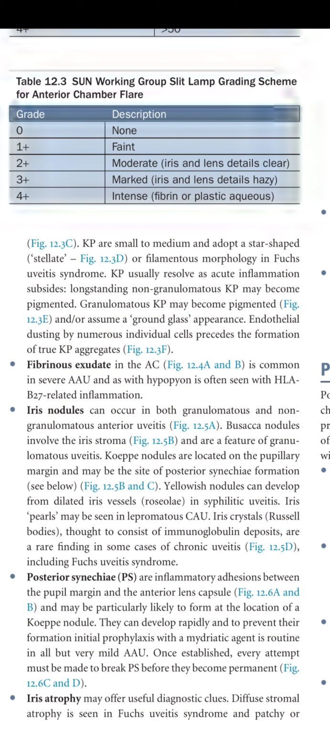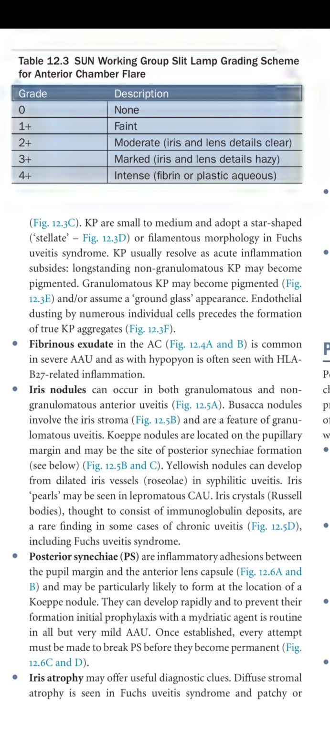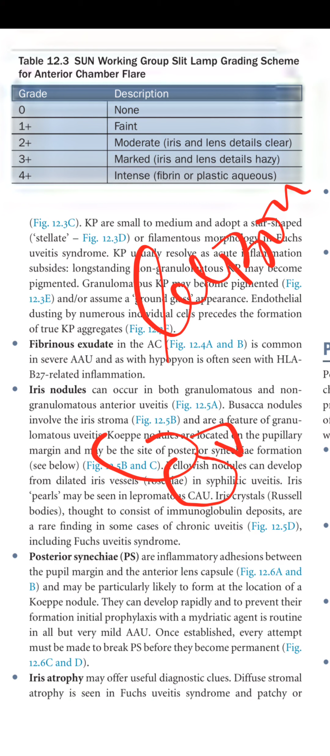Yellowish nodules can develop from dilated iris vessels, roseola. In syphilitic uveitis, iris pearls may be seen in lepromatous chronic anterior uveitis. So basically, pearls are for L. Lepromatous chronic anterior uveitis is seen with pearls, whereas roseola is seen in syphilitic uveitis.